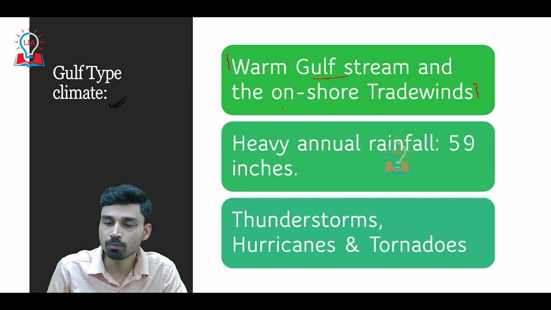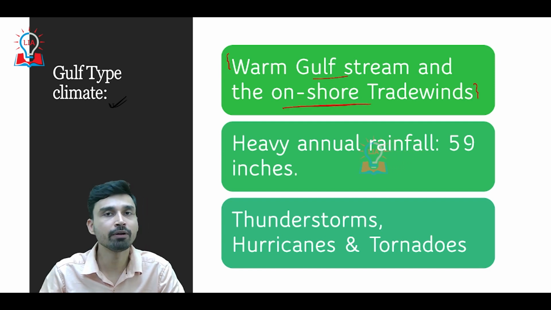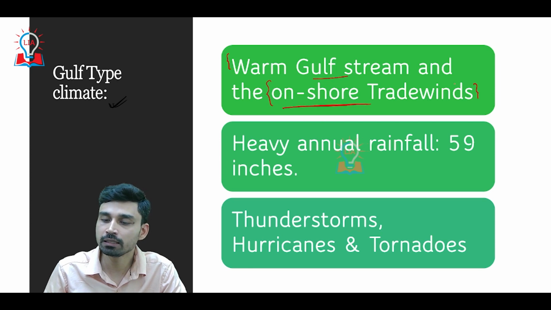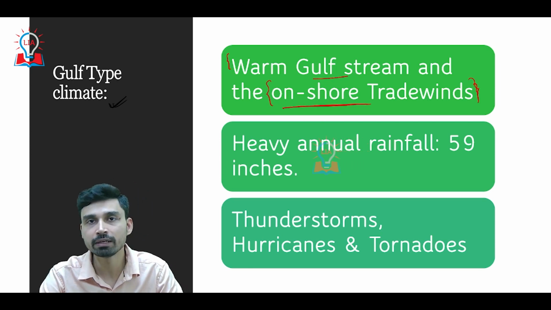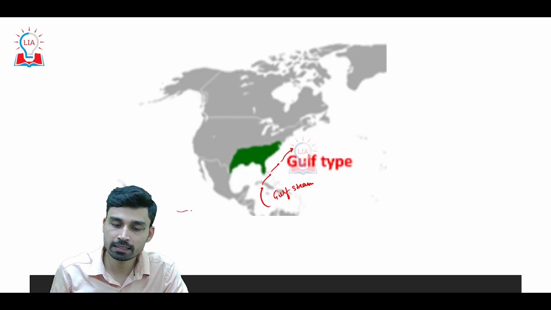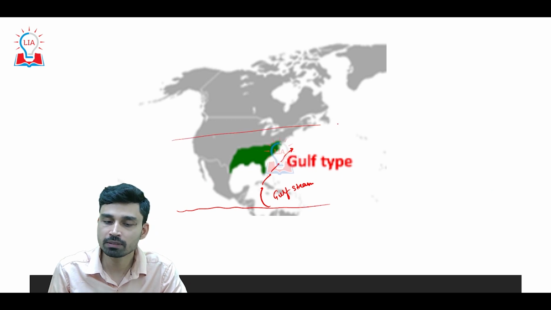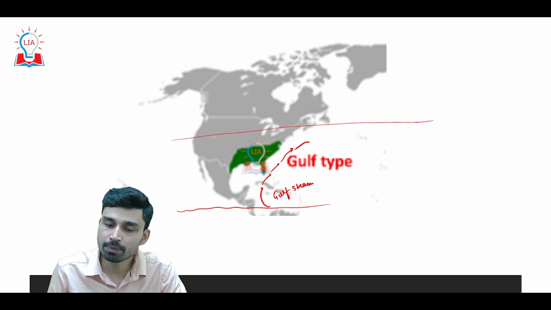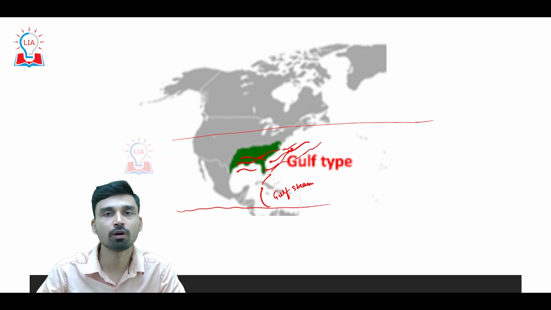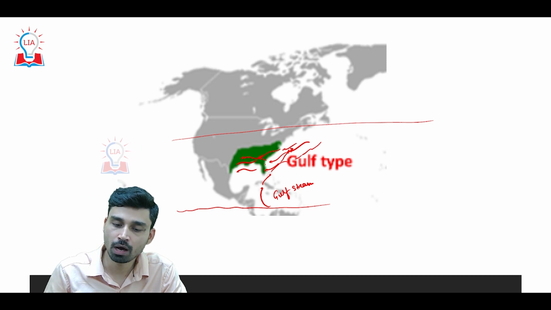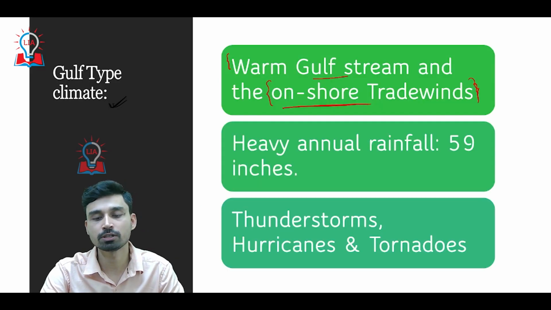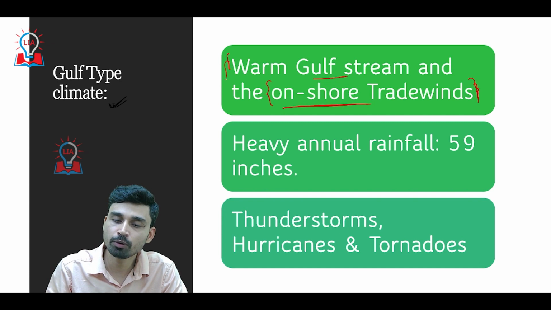Also, in terms of planetary wind movement, this area comes under the influence of onshore trade winds. If you look at this region, somewhere here we have the equator, and this side we have the subtropical high pressure belt. So we have wind that moves from the oceanic area toward the land area. That is why we call them onshore winds, and these are the onshore northeasterly trade winds that move from sea to land.